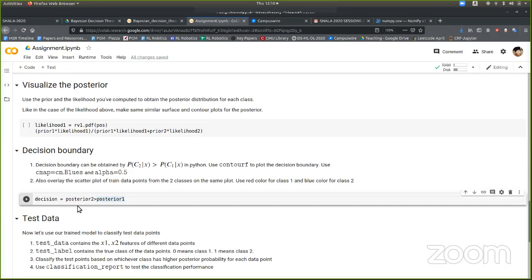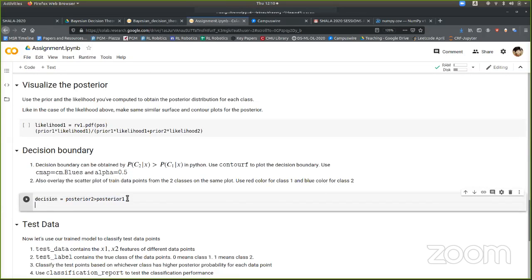So in the code, it's very simple. If you have your posterior stored in two variables, posterior two and posterior one, you can just use decision equal to posterior two greater than posterior one, and then you do a contour plot of decision. What will decision contain? Wherever posterior two is greater, it will contain true, and in the other regions it will contain false. So if you just do a contour plot of this decision, you will get two values. For true you will get one color, and for false you will get another color. So you can directly visualize the boundary. Yes, thank you. You're welcome.